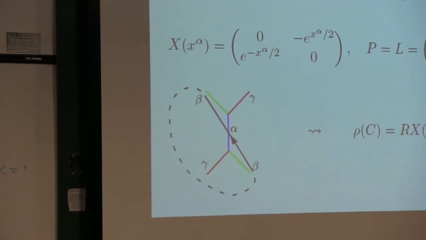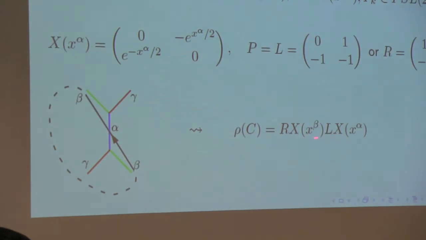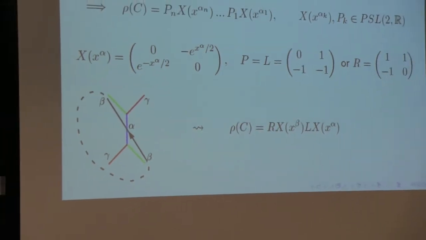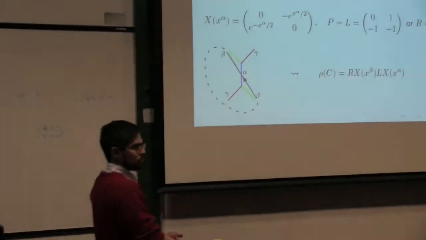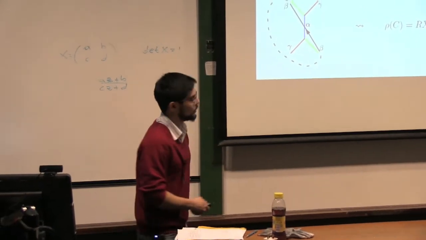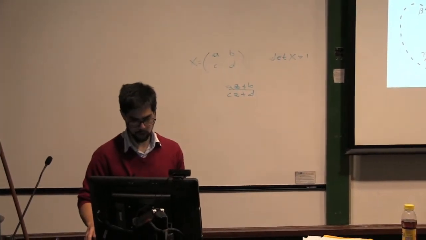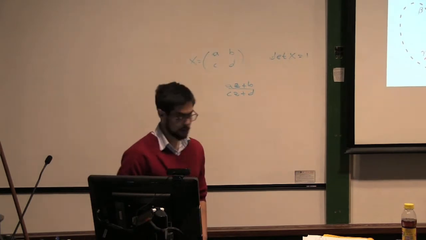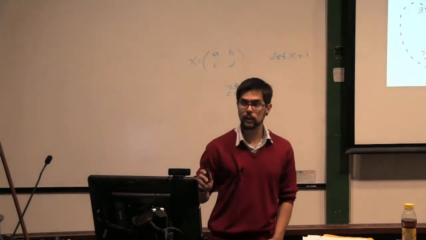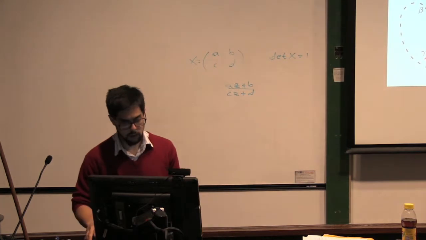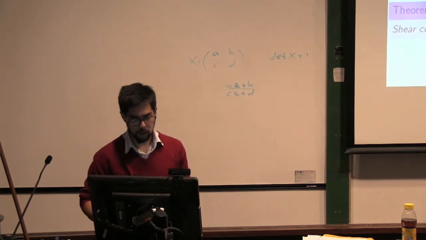So the holonomy that we have given coordinates in this graph is this: x alpha, L, x beta, R. So we can reconstruct the holonomies out of the coordinates in a very computational way. This is a very nice property of these coordinates, which I think are better than other coordinates that are around, as far as I know, at least.